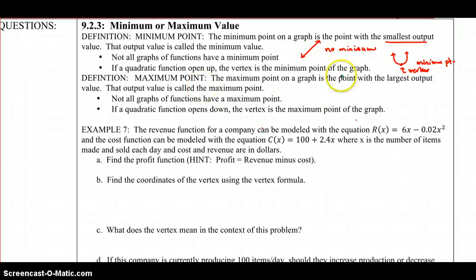And a maximum point on a graph is the point with the largest output, and that output value is called the maximum value. And again, not all graphs have a maximum point. If we think about the linear functions that we looked at, this has no maximum either. It keeps going up, up, up forever. But if a quadratic function opens down, then this vertex will be a maximum point. We'll have our outputs increase, increase, increase to this maximum value, and then they'll start to decrease again.